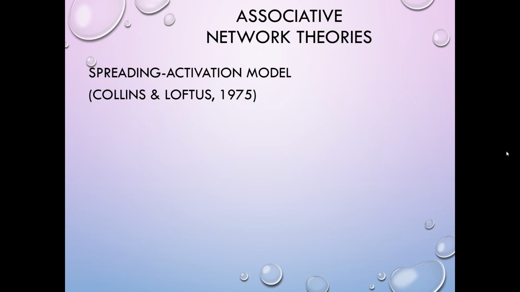Okay, so still on the associative network theories, we're going to talk about the spreading activation model that was offered by Collins and Loftus in 1975. This Loftus in this citation is Jeffrey Loftus. He was a professor at the University of Washington. Well, until very recently, he might even still be there. I think he's retired by now.